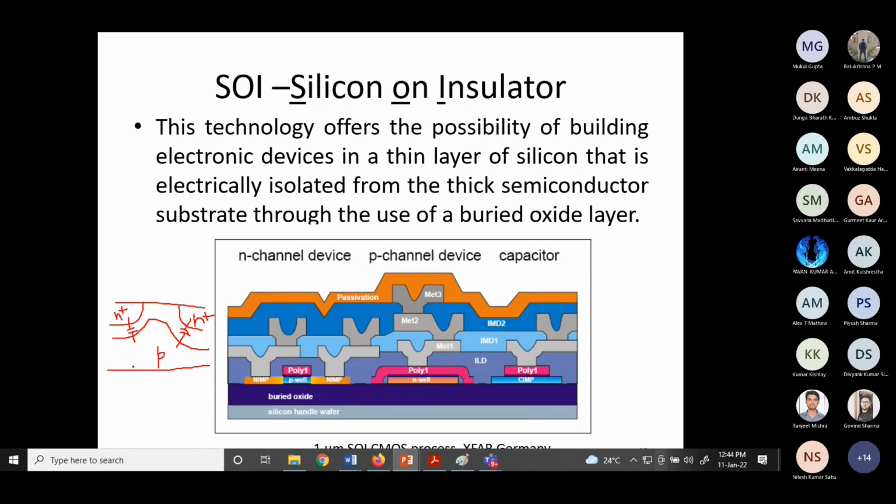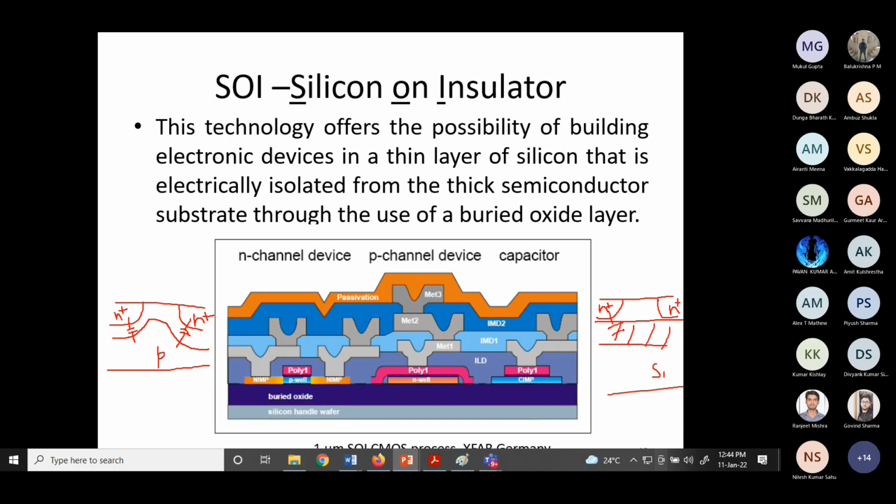So how can you do that? If you look carefully, this SOI based MOSFET looks like this. This is my N plus source, N plus drain. Depending on the thickness of your active silicon layer, the buried oxide may be very close, maybe here. So this is my buried oxide. Then there is handle silicon.